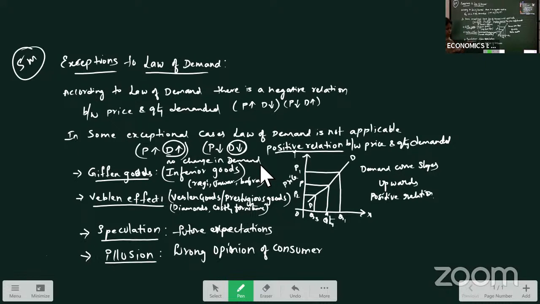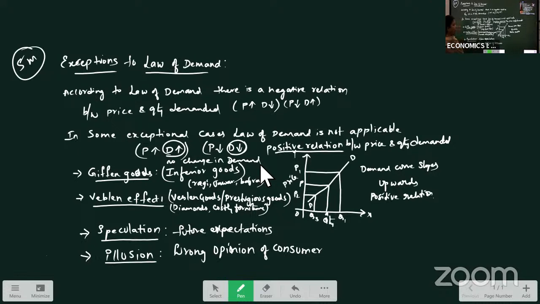So that is speculation. Illusion. Illusion is the wrong opinion, the false idea of the consumer, that high priced items are of good quality and low priced items are of low quality. But it is not true all the time; it is a false idea of the people. So in these cases, law of demand is not applicable.